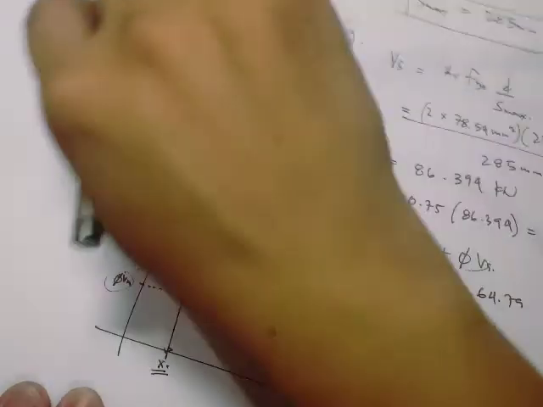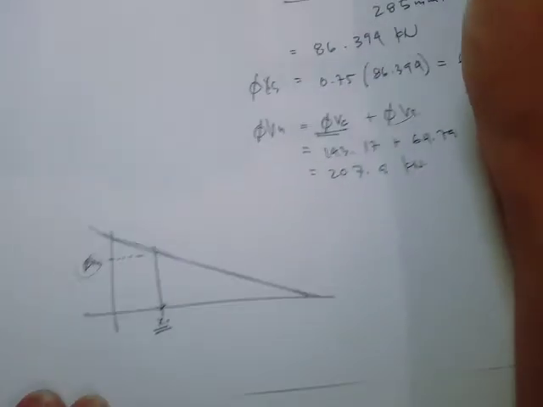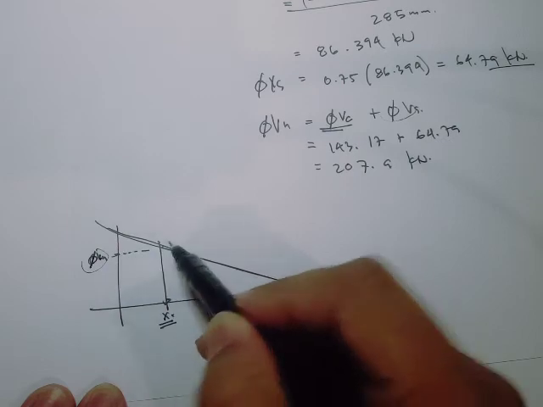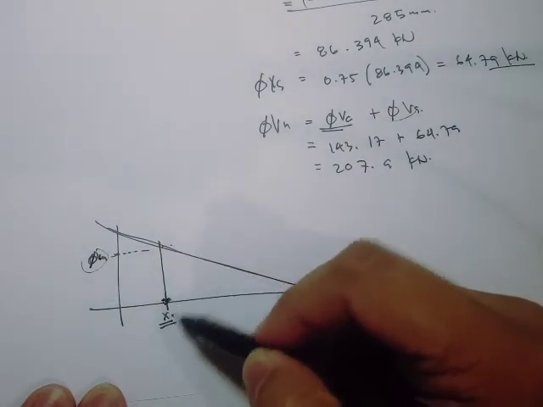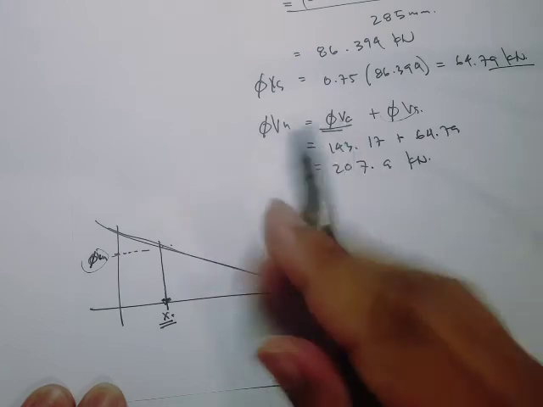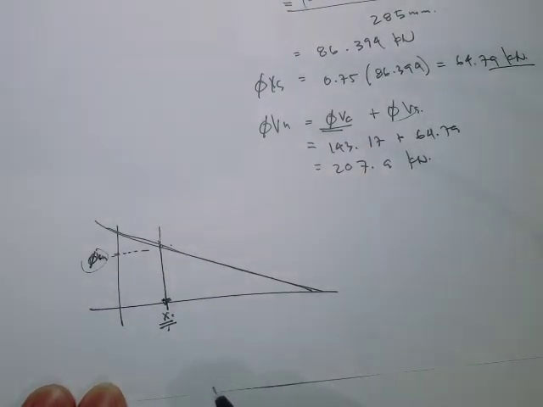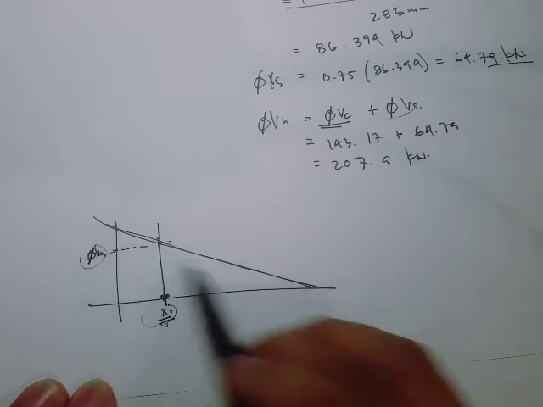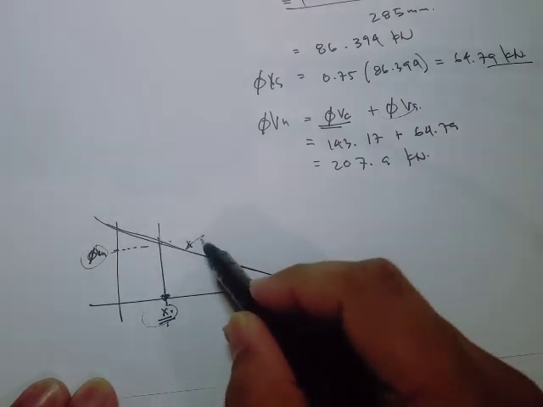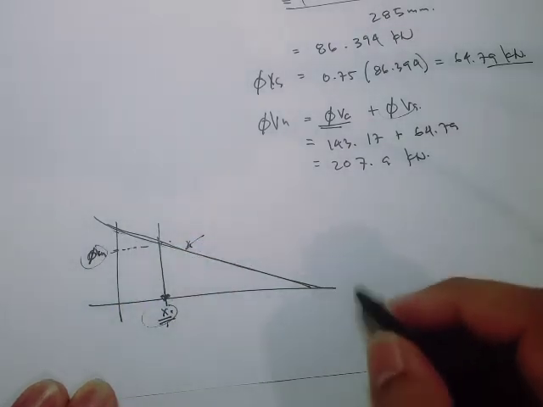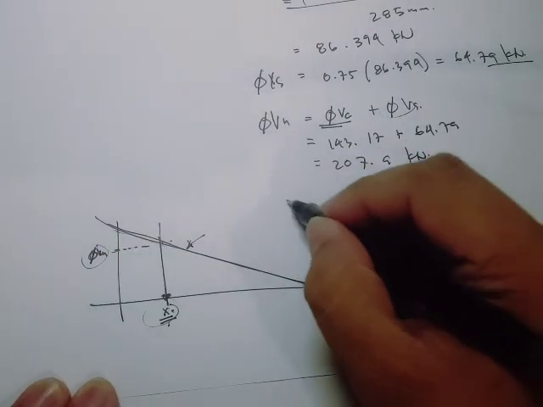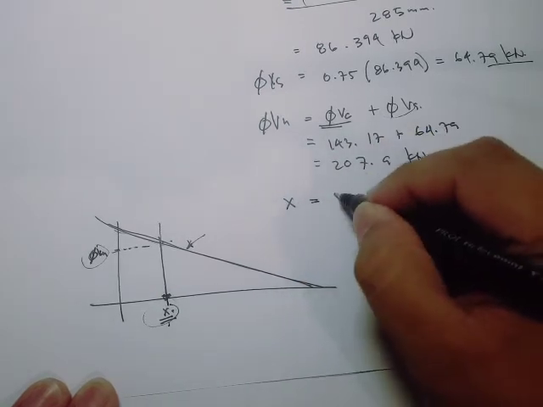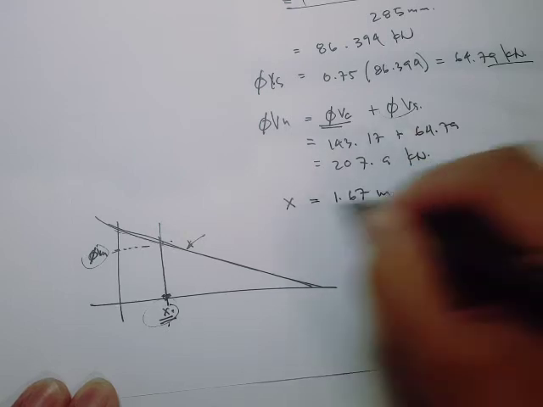Okay, so this was the illustration for the similar triangles. So if we have this phi Vn, then what's going to be the location, or the x location? Because that's where the maximum spacing will start. You can obtain this by similar triangles, or if you want, you can just obtain the equation of the shear line. If you do that, you'll get an x value of 1.67 meters.